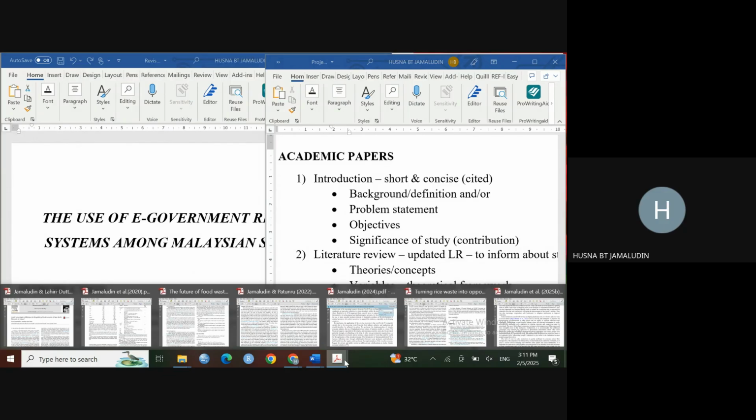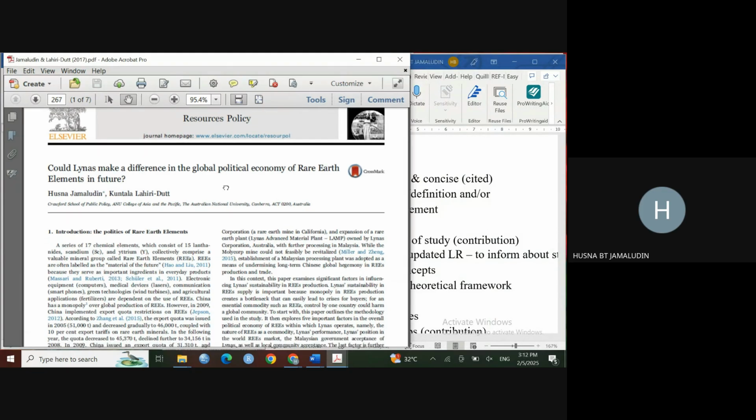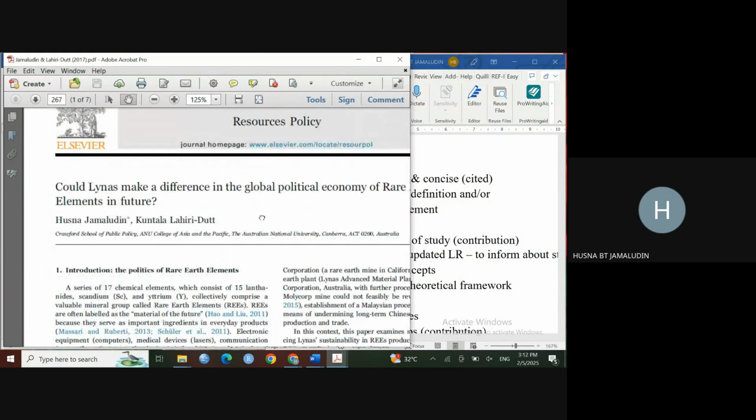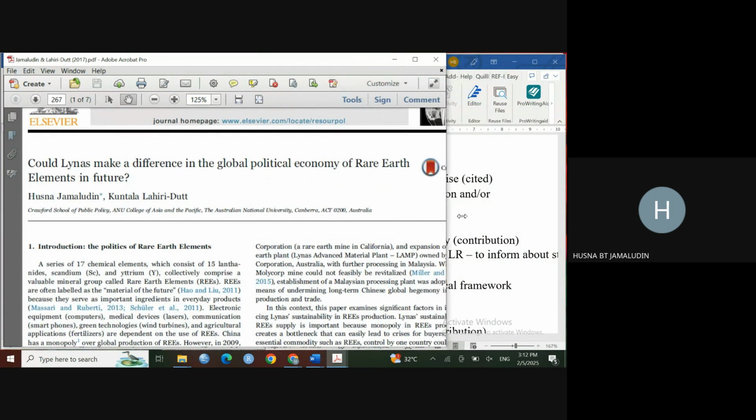So let me find a paper that has the background. This is an old paper of mine that I published in Resources Policy. Am I making it big? Okay. Can you see the paper?